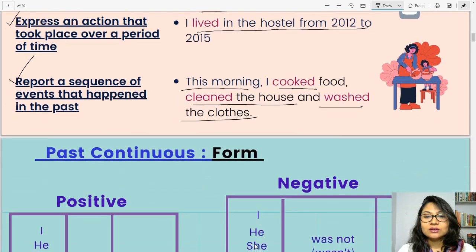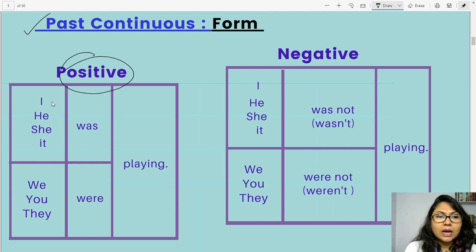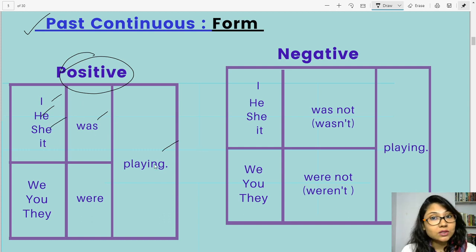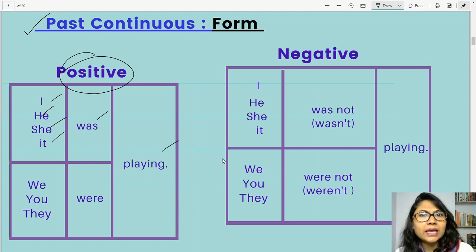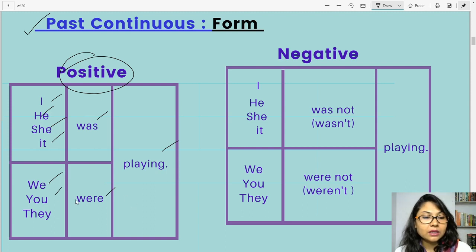Let's move on. And now let's see the past continuous form. The positive form: I was playing, he was playing, she was playing, it was playing. Now if I'm going to say we, it's plural, so it becomes we were playing, you were playing, they were playing. By the way, with you, that is the second person, we are always going to use were.